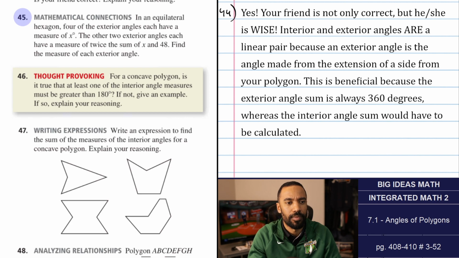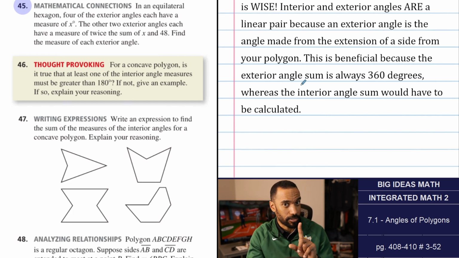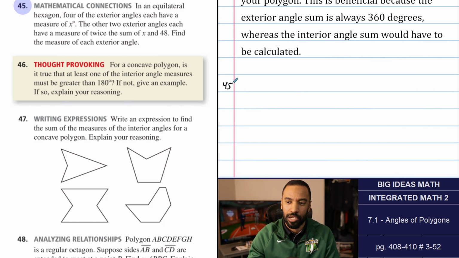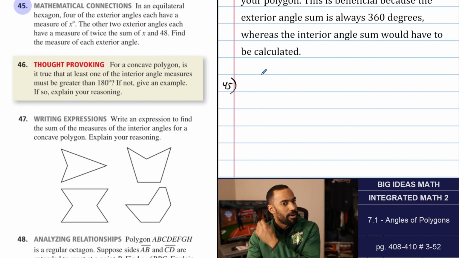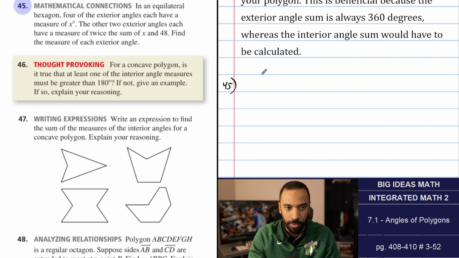So it just depends. Okay, in an equilateral hexagon, it doesn't say regular, it says equilateral. Hold on. That means all sides equal, not necessarily all angles. Four of the exterior angles each have a measure of x degrees. The other two exterior angles each have a measure of twice the sum of x and 48. Find the measure of each exterior angle. Okay.